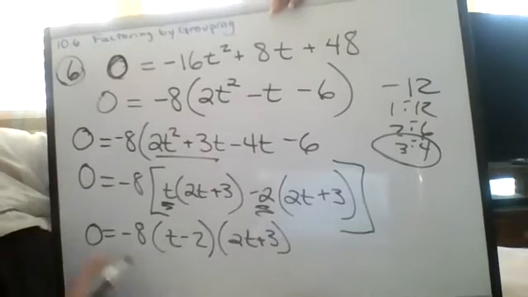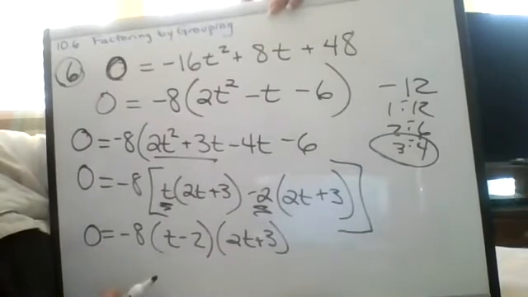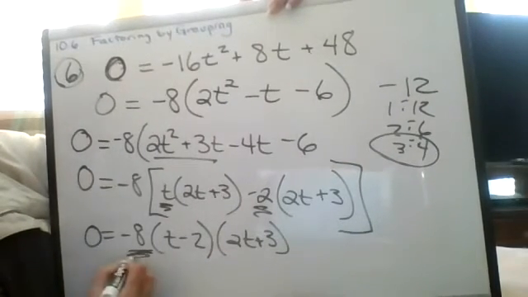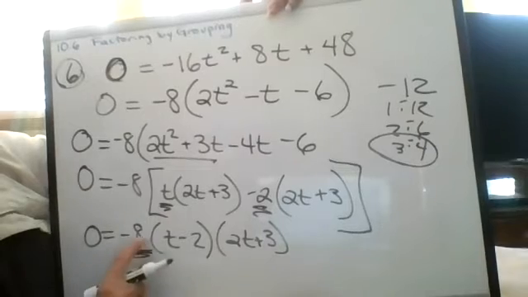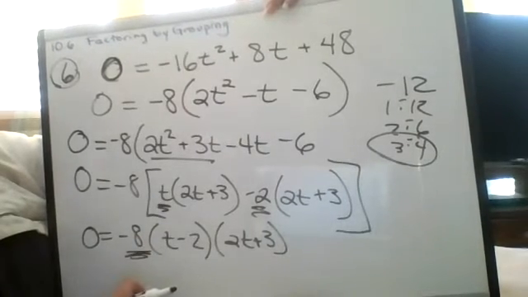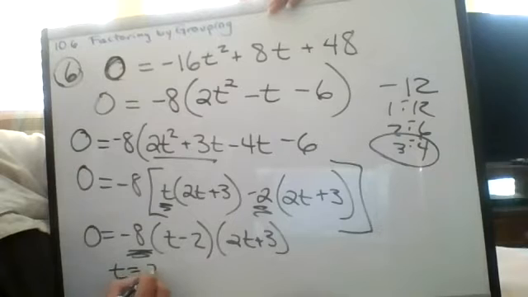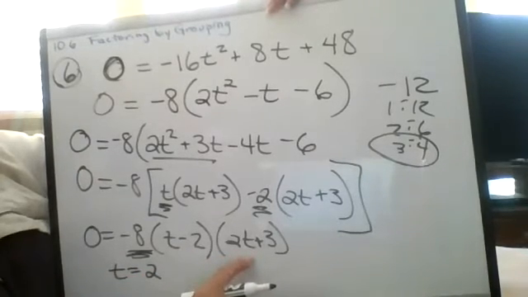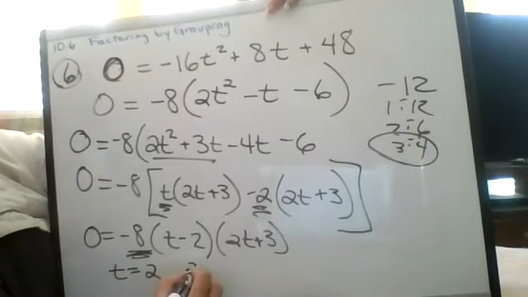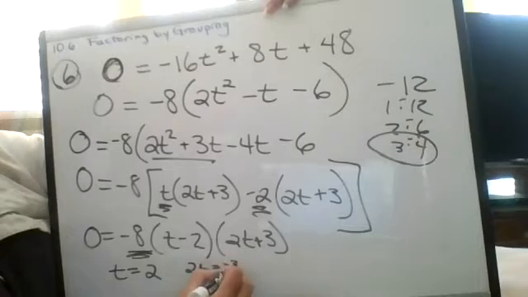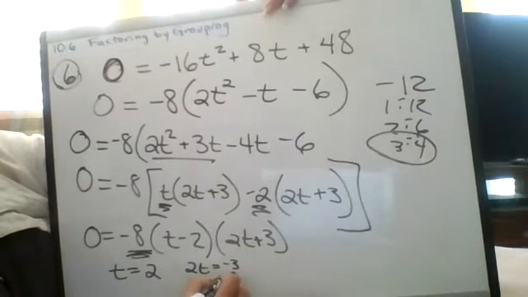So now we do want to find this out. When is this equal to 0? Well, either this has to be 0, and that can never be 0 because there's not a variable in there that I can turn into 0. When is this one 0? Yes, when t equals 2. And when is this one 0? Bring the 3 over, so it would be 2t equals -3, and then t equals -3/2.